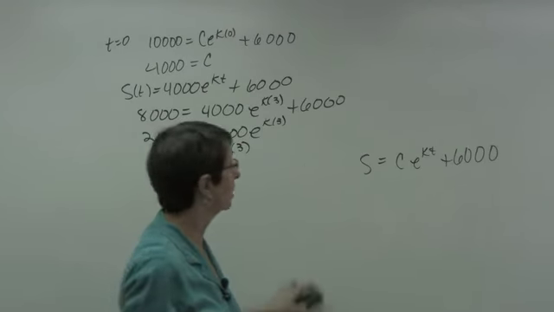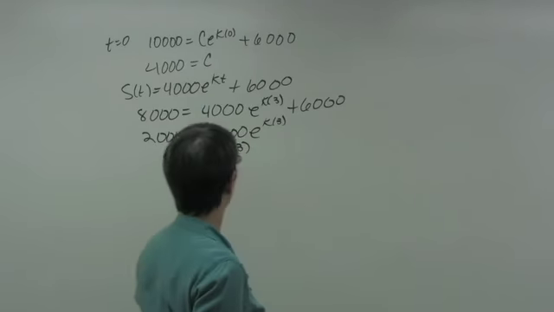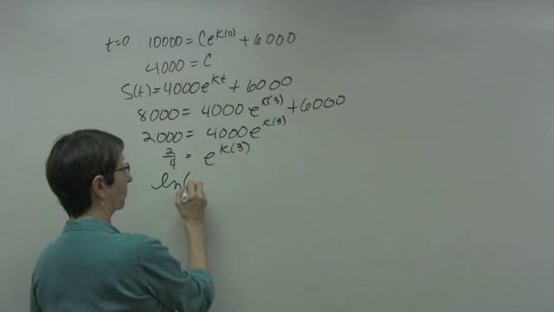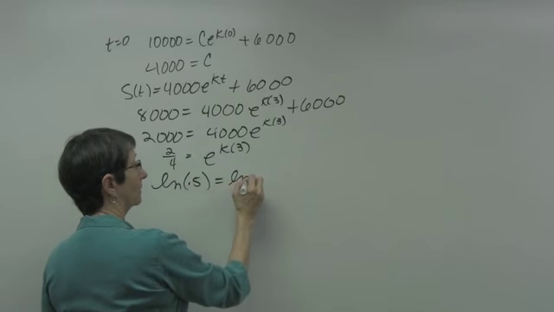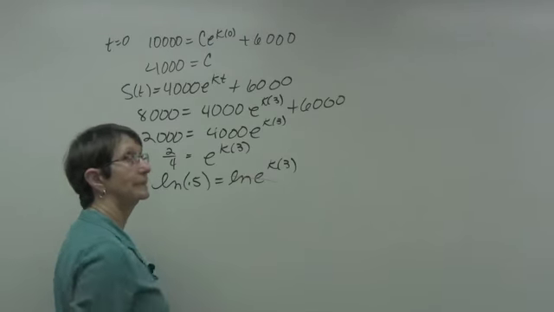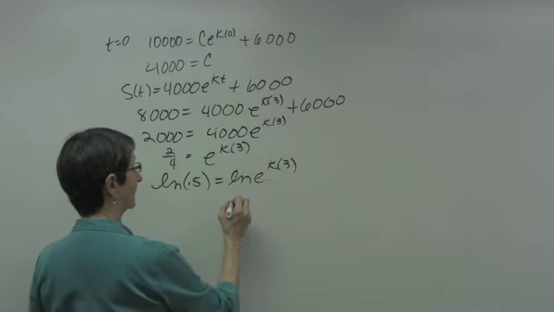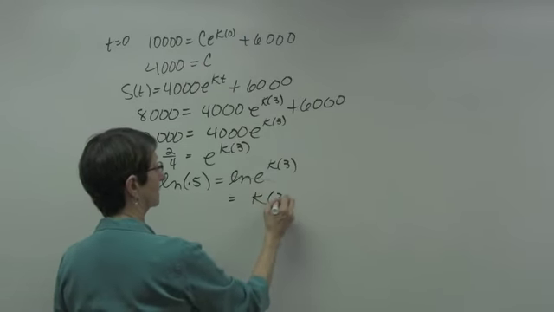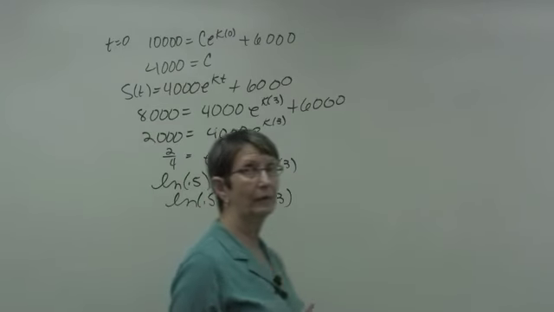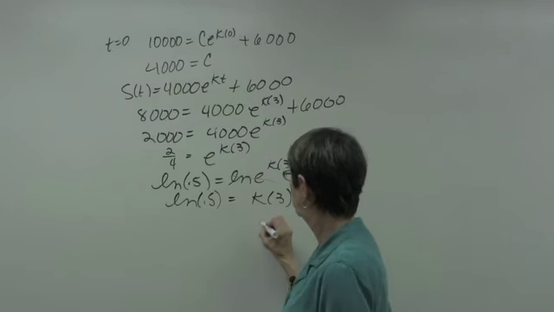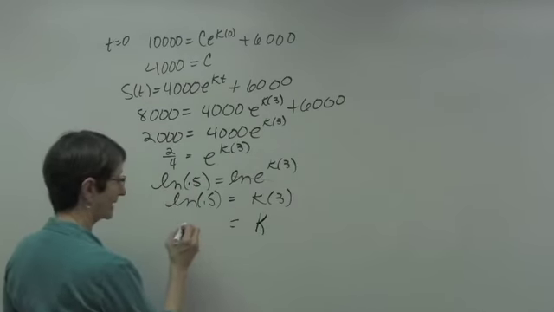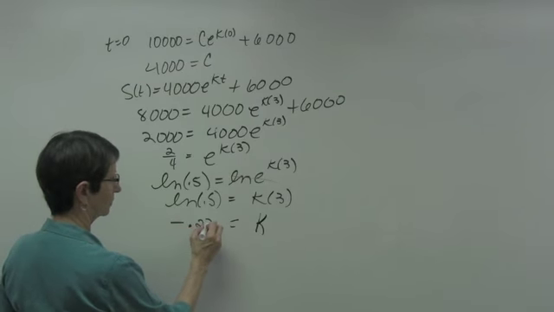And now I'll take the natural log so that I can solve for that. I take the natural log of both sides: natural log of a half, or 0.5, equals natural log of e to the k times 3, and the ln and the e are inverses, so I have k times 3 equals the natural log of 0.5. So when I divide by 3, I find that k is equal to a negative 0.231.